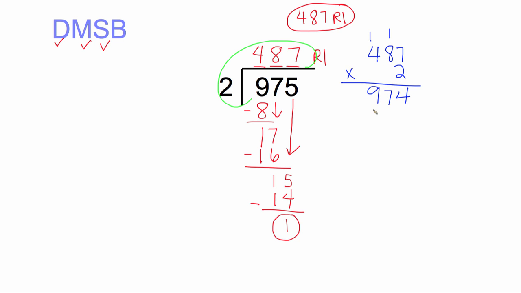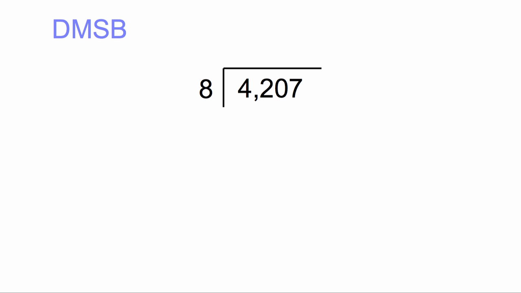You'll see that we're 1 off. That's because anytime you have a remainder, you need to add your remainder at the end of your multiplication. We're going to add that 1, and we do end up with 975, which is exactly our dividend. We did it right. Let's do one more problem before we wrap up.